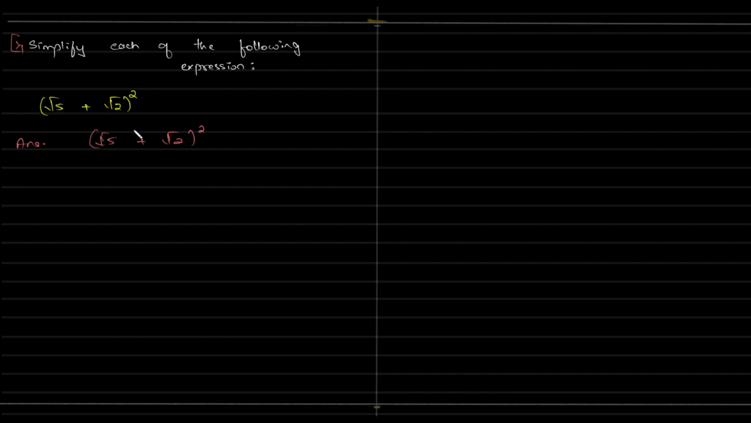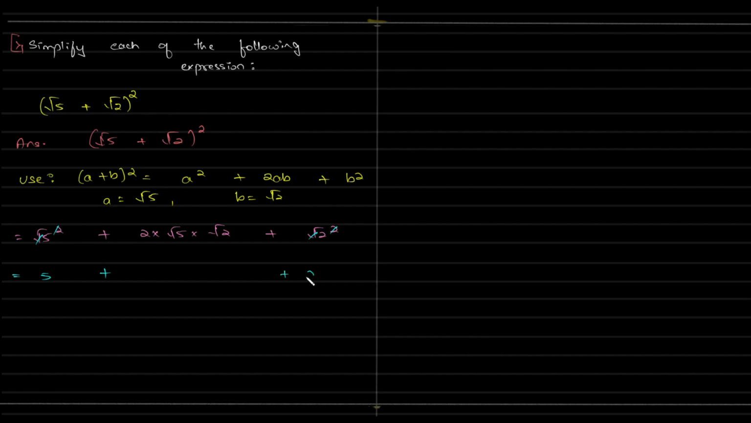I'll explain later. Here we have to use (a plus b) the whole square, which is a square plus 2ab plus b square, where a here is root 5 while b here is root 2. On expanding this, you will get root 5 the whole square plus 2 into root 5 into root 2 plus root 2 the whole square. So we have the root and the square getting cancelled, and here also the root and the square getting cancelled.